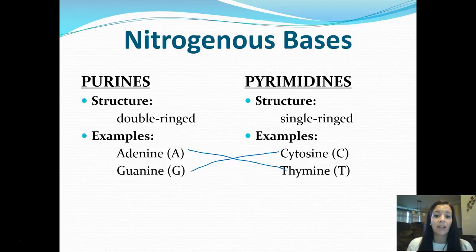So cytosine and thymine are pyrimidines. How I remember this, they both have Y's in them, and pyrimidine has a Y in it. So cytosine and thymine are both pyrimidines, and then by default, adenine and guanine are purines.